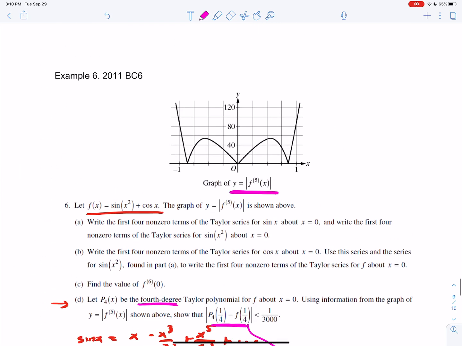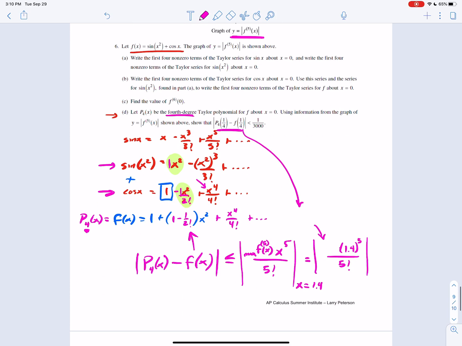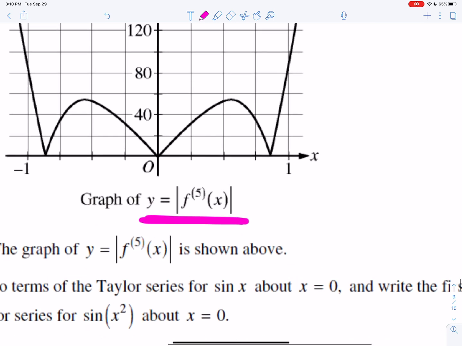So take a look at this. Sorry, not at 1.4, at 1/4. Why am I writing 1.4? Why didn't you guys correct me? Just kidding. Okay, at 1/4. So 1/4, you guys, is right here. All right. What is the absolute maximum that the 5th derivative could be at 1/4?